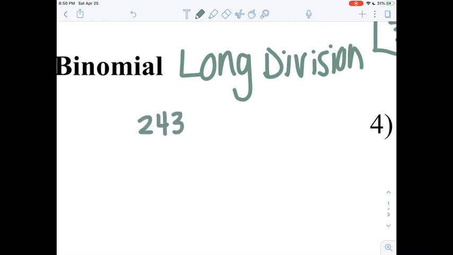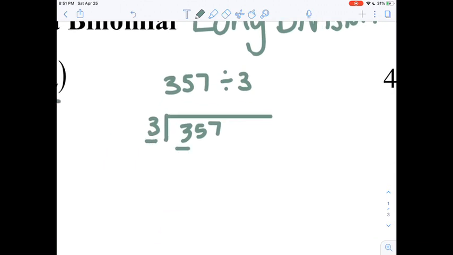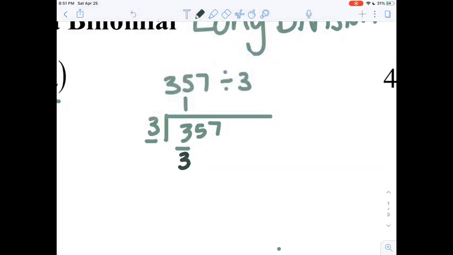Let's say I had 243 divided by, let's say, 8. Let's do a smaller number. Let me change this. Let's do 357 divided by 3. So you would put 3 out here, and you'd put 357 inside of here. Then you ask yourself, how many times can 3 go into 3? That's 1. So then you put the 3 below, because 1 times 3 is 3.